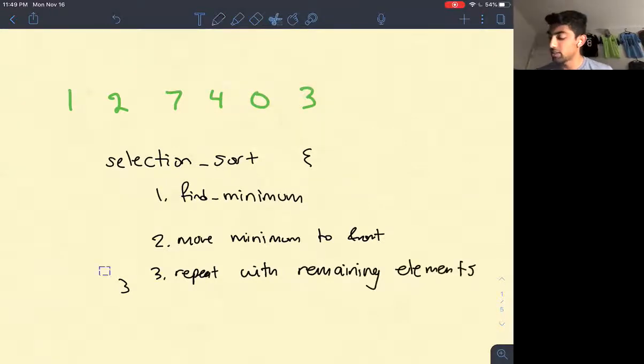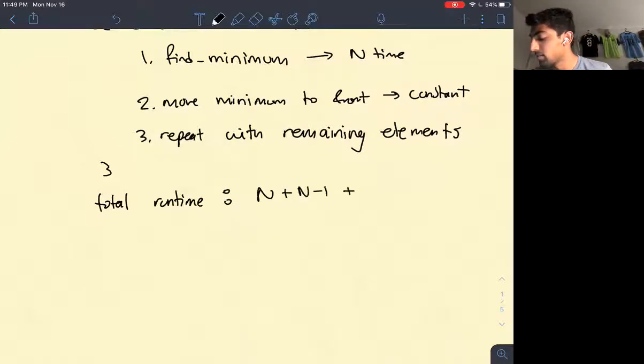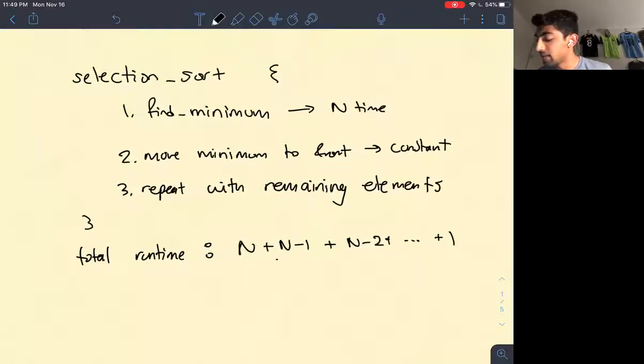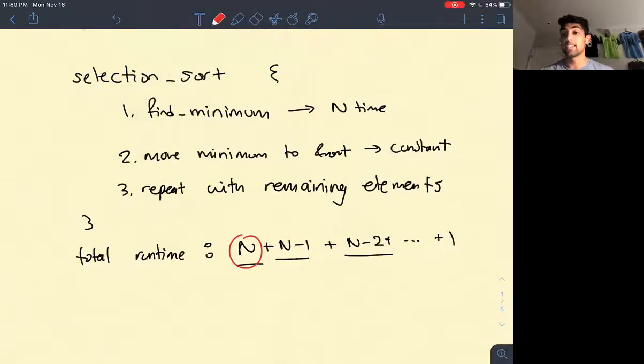Okay, and then we know traditionally that finding the minimum will take us n time. Moving the element to the front is constant, right? So our total runtime becomes, right? This traditional selection sort is n plus n minus 1 plus n minus 2 all the way up till 1. And the reason that we have this sum is that the first time it takes us n time to find the minimum. The second time it'll take us n minus 1 time. The third time it'll take us n minus 2 time, and so on.